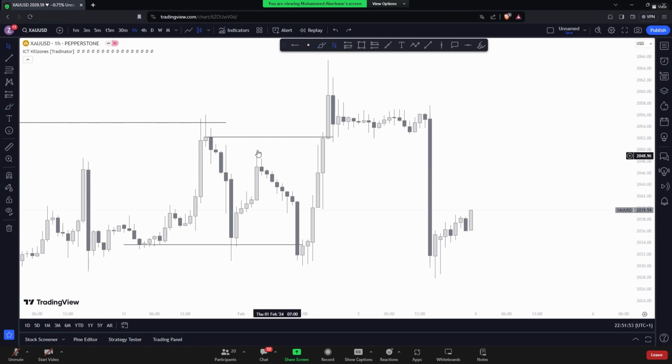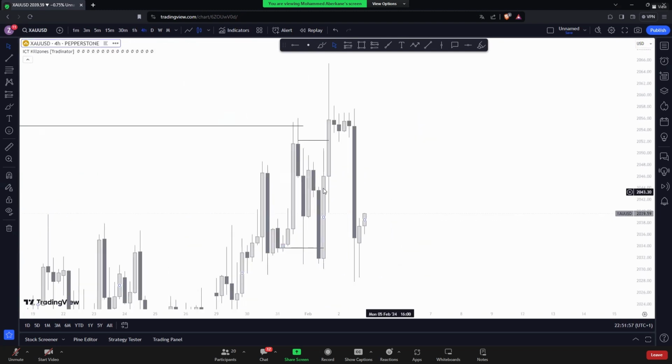Just accept the fact that you're going to lose some trades, even if they are the best setups. Now, this for me looked very, very good, and I put like 2.5% on it, and I lost it.